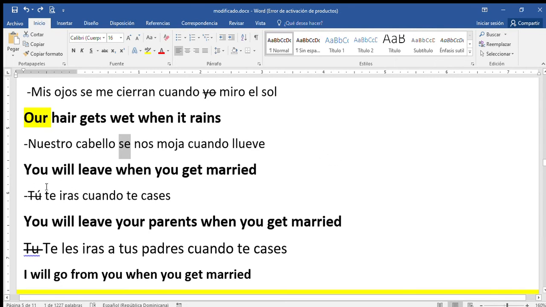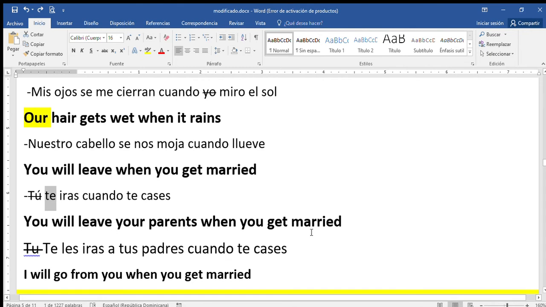Now we have another case where you don't have se, and you have other pronouns. You will leave when you get married. Tú, or just te irás cuando te cases. Because right here we are just talking about you, and it's not being done to anybody else. So just one pronoun basically. Tú te, because it's not saying te me, or te les, it's just saying te. Tú te irás cuando te cases.